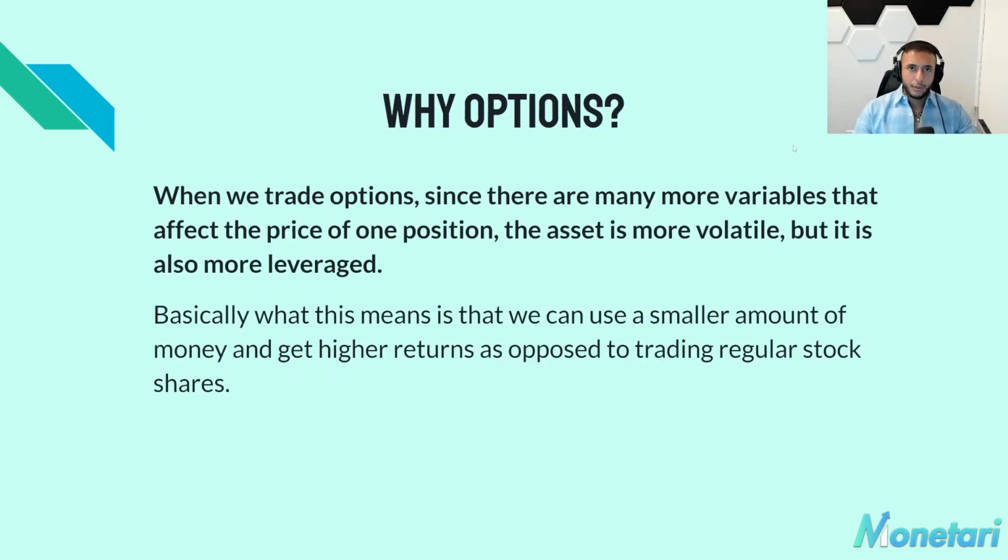Now, why options? When we trade options, since there are many more variables that affect the price of one position, the asset is more volatile, but it's also more leveraged. That's really what brings our bread and butter in, is that leverage. Instead of spending money to buy 100 shares of Nvidia, we could just buy one call options contract, and we would make the same money as if we were holding 100 shares of the asset. Obviously, it comes with some risks. The asset is more volatile. There are more variables. But that's what we get in exchange for trading it so cheap. Basically, what this means is that we can use a smaller amount of money and get higher returns as opposed to just trading the regular shares. That's what we want to know from this.